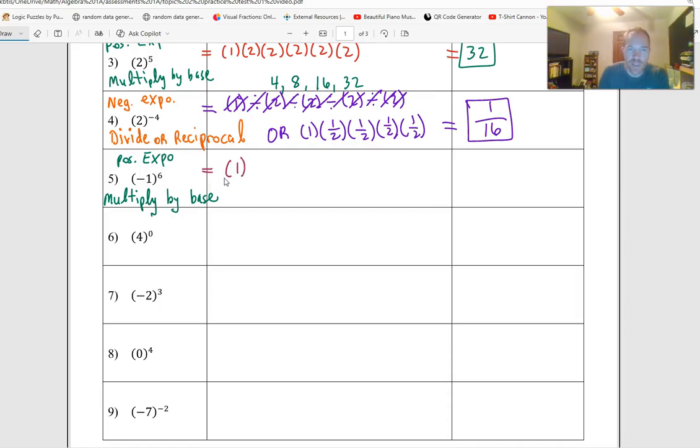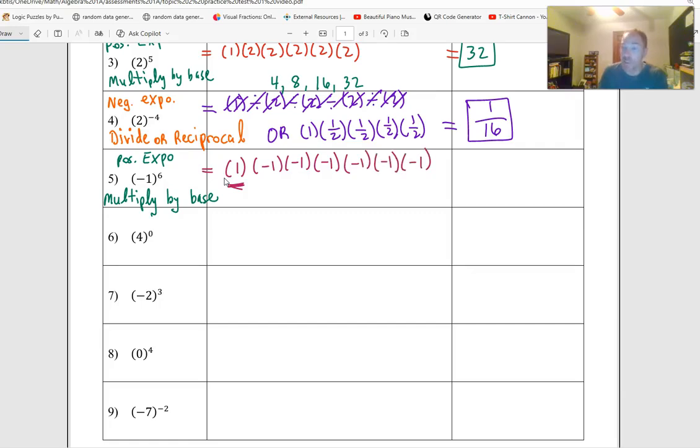So I can start with a positive 1, but then I'm going to write down the base and just multiply with it. So -1 is the base. Notice that I'm still starting with a positive 1 every single time. Start with a positive 1, but now that the base is -1 and the exponent is +6, I can multiply with that -1 six times. So that's 1, 2, 3, 4, 5, 6. These are all being multiplied.